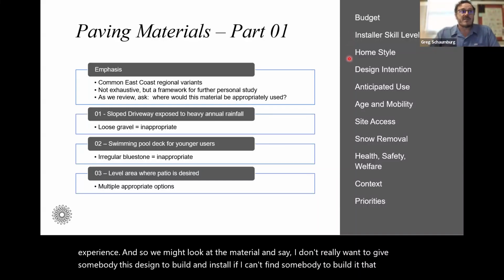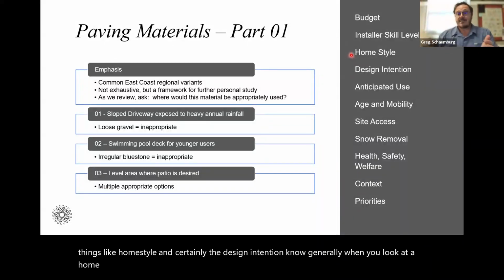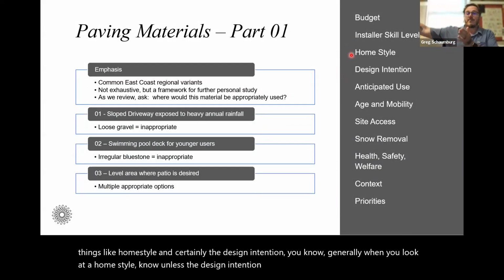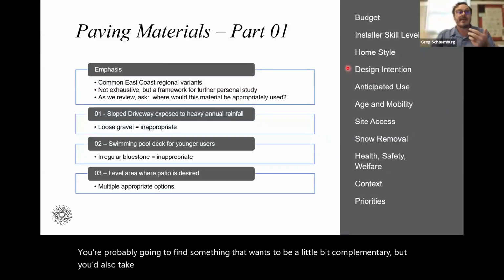We'll look at things like home style and certainly the design intention. Generally when you look at a home style, unless the design intention is to completely break from the style of the house, you're probably going to find something that wants to be a little bit complementary, but you'd also take that design intention into consideration as well.